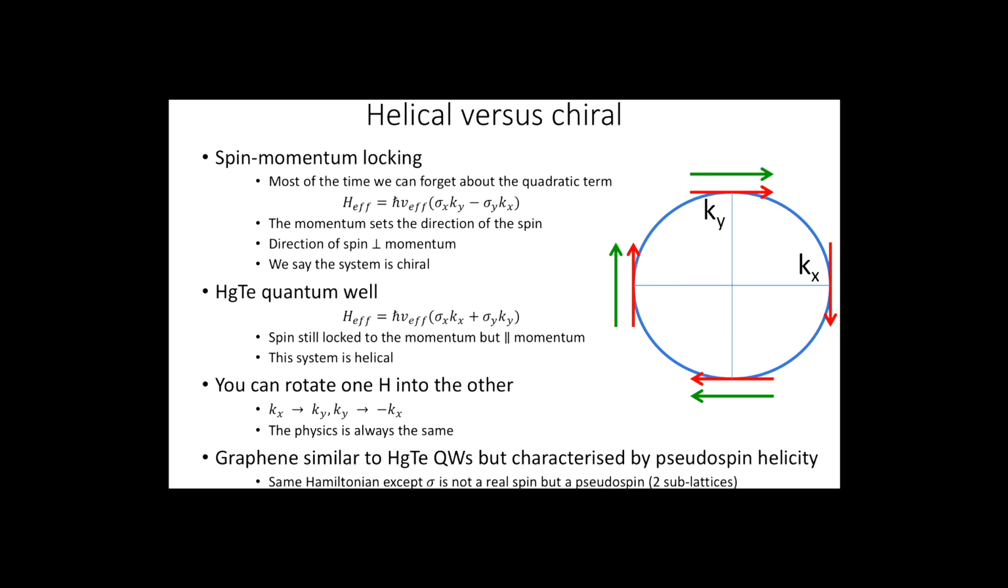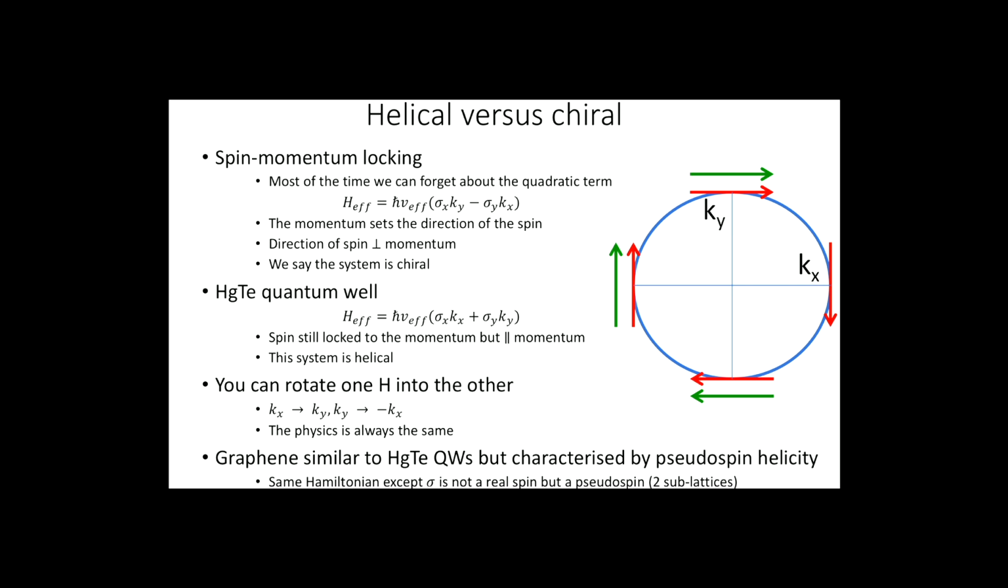Now, you can always rotate one into the other because you can always just redefine your wave vector. So I take this Hamiltonian, I send kx to ky and ky to minus kx, and I immediately end up with Rashba, right? So the point is, no matter what it looks like, the physics is always the same. And from the point of view of the Berry curvature, anomalous Hall effect, etc., the physics is always the same.